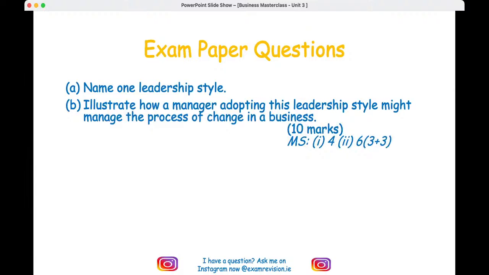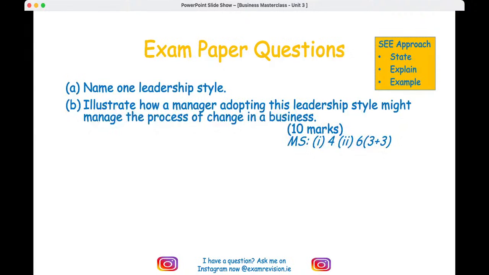10 marks. You see down here it says MS, so that just stands for marking scheme. So part A is 4 marks, and then B is 6 marks, and it says 3 plus 3. I would use the C approach: state, explain, example. Now, we know that the command word here is illustrate. What does illustrate mean? Illustrate means you must have examples. If you don't have examples, you're going to lose marks. There'll be 2 or 3 marks that you won't be able to get if you don't have examples in your answer.